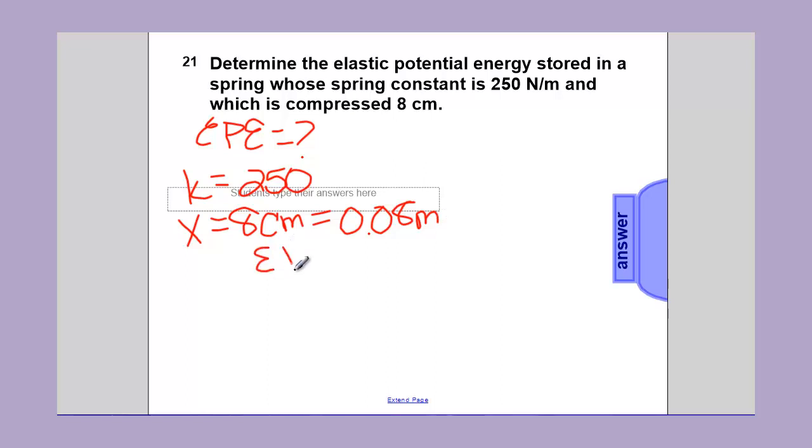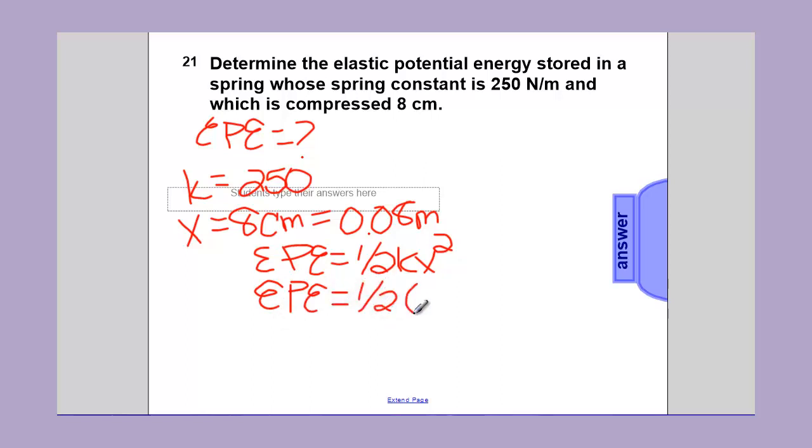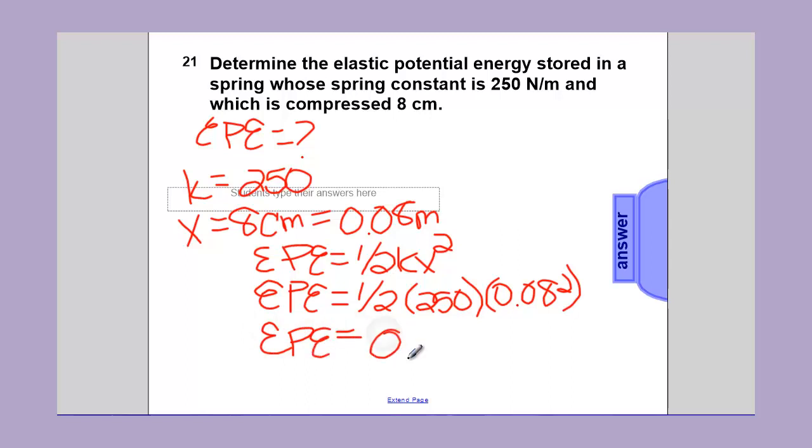So now EPE equals 1/2 kx squared. If you notice, this equation is just like the 1/2 mv squared, but it's just different variables. But you're moving it around the same way. So now our k is 250, and our x is 0.08 squared. So what you're going to get for that is 0.8 joules.